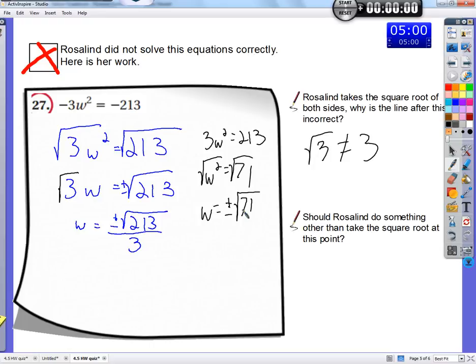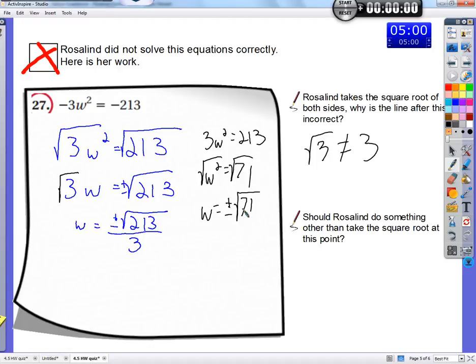Not quite. If w were negative, we would just be multiplying it by itself. If we multiply a negative by itself, what would we get? A positive number. If we took a positive times a positive, we'd also get a positive. So to get 71, we take the square root of 71, and whether it's positive times positive, or negative square root of 71 times negative square root of 71, we still get positive 71. That's why. Because when you square numbers, they come out positive.